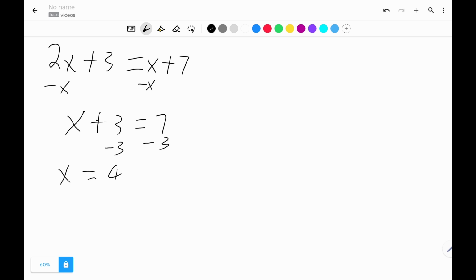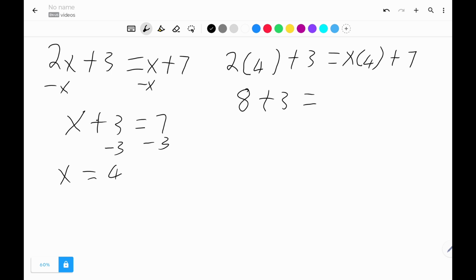So to check your answer, we're gonna plug it back into the original equation, okay? So we have 2 in parentheses 4 plus 3 equals x in parentheses 4 plus 7. Okay, now we're gonna plug them in. So 2 times 4, that'll give you 8 plus 3 equals x times 4, which is the same thing as 1 times 4. That's 4 plus 7. So 8 plus 3, that's 11, equals 4 plus 7, that's also 11. So both sides match. So x equals 4 is the correct answer.